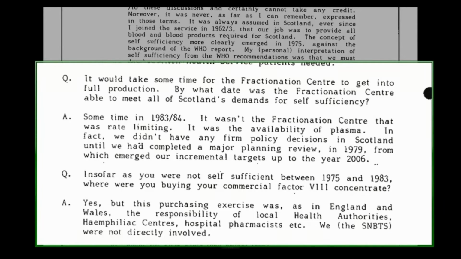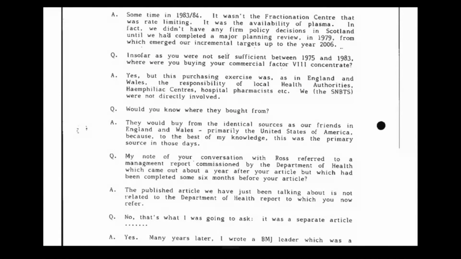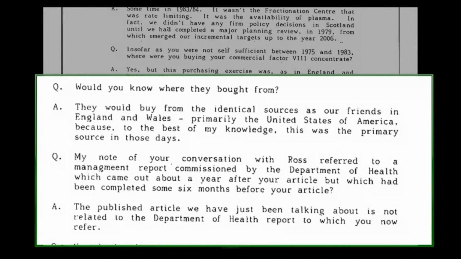Answer, yes, but this purchasing exercise was, as in England and Wales, the responsibility of local health authorities, haemophiliac centres, hospital pharmacists, etc. We, the SNBTS, were not directly involved. Question, would you know where they bought from? Answer, they would buy from the identical sources as our friends in England and Wales, primarily the USA, because to the best of my knowledge, this was the primary source in those days.